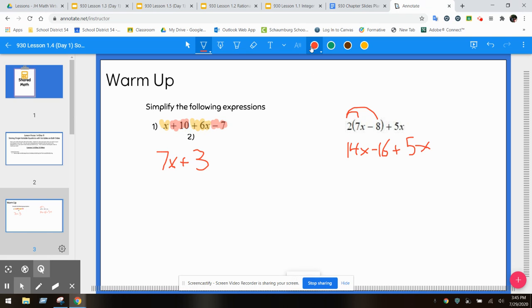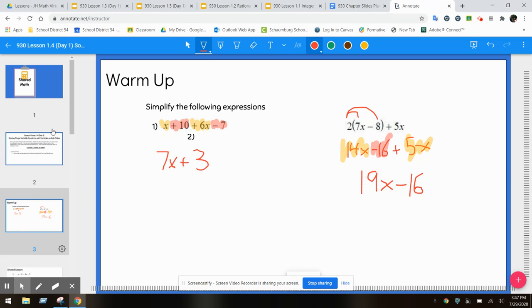And then now after distribution, I'm going to highlight my like terms again. I have only one constant this time, and I have 2 variable terms that have the same variable, 14x and 5x. So if I combine 14x and 5x, I get 19x, and there's nothing to combine with my constant, so I get 19x minus 16. And that is my final answer. And that's the end of the warm-up. Now we're going to move into the shared lesson.